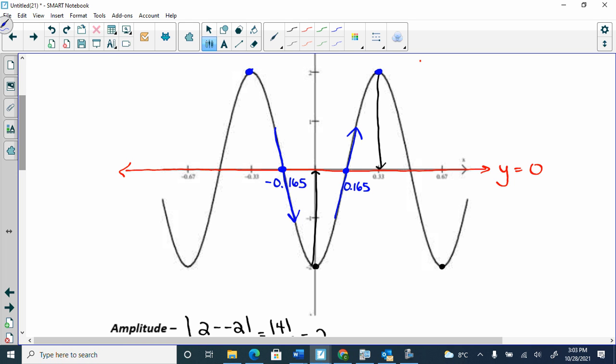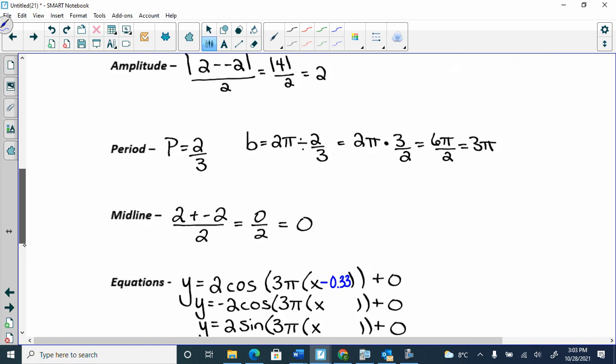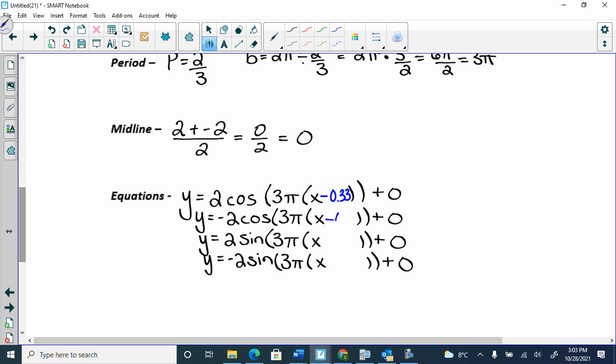Okay? My positive one is happening 0.165 to the right. So I'm going to have to go negative 0.165. That is not the right spot. Negative 0.165.